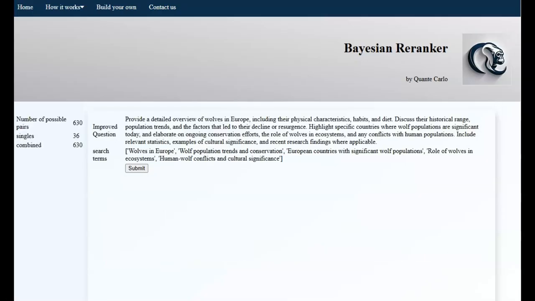After searching and removing duplicates, there were 36 results, which means there are 630 pairs. Now we will search for the best possible pair of results. Sometimes the top result and the second best result are very similar, so those two shouldn't be paired together because there's a lot of redundancy. So the best pair of results isn't always the top two results.